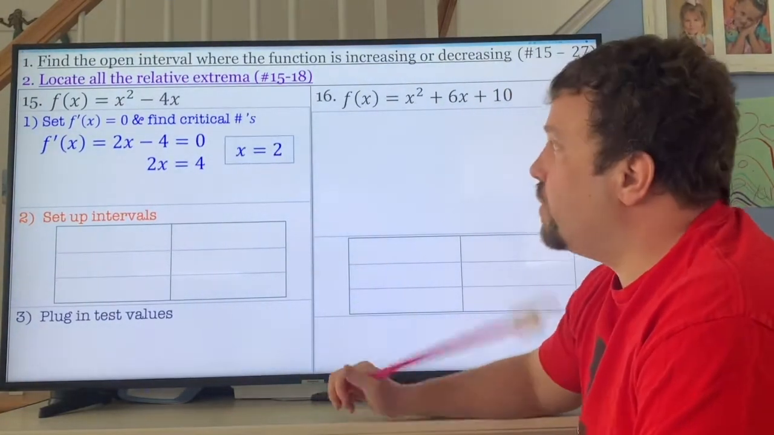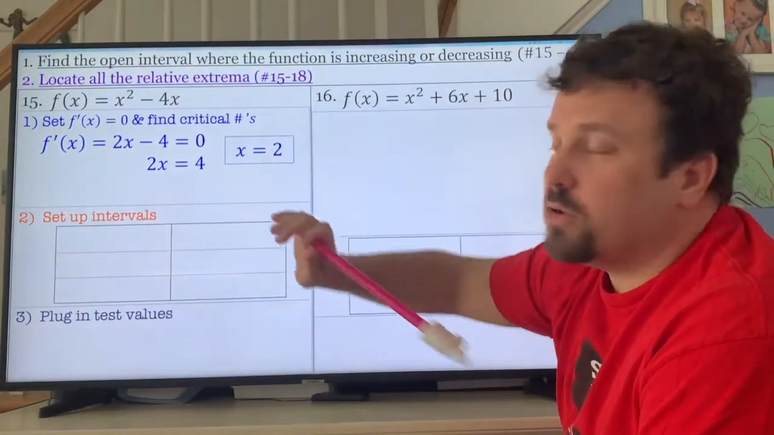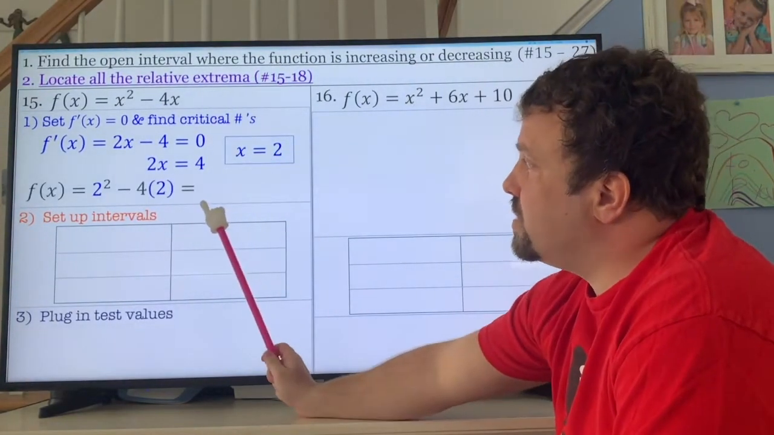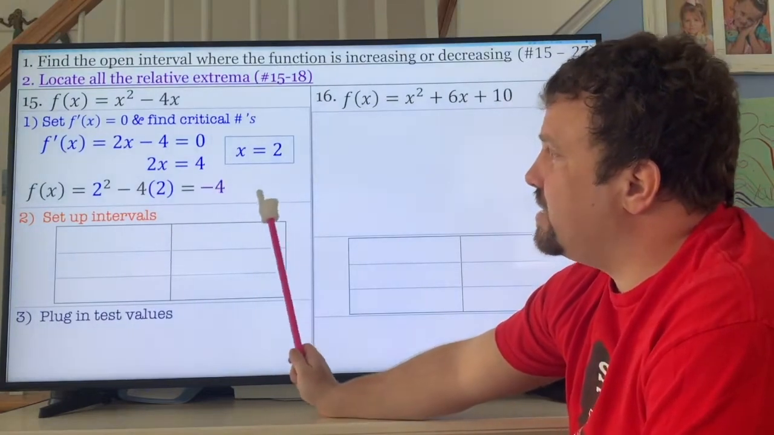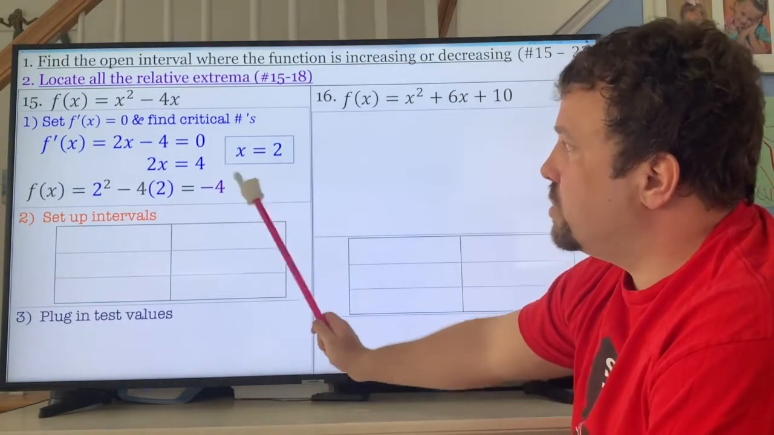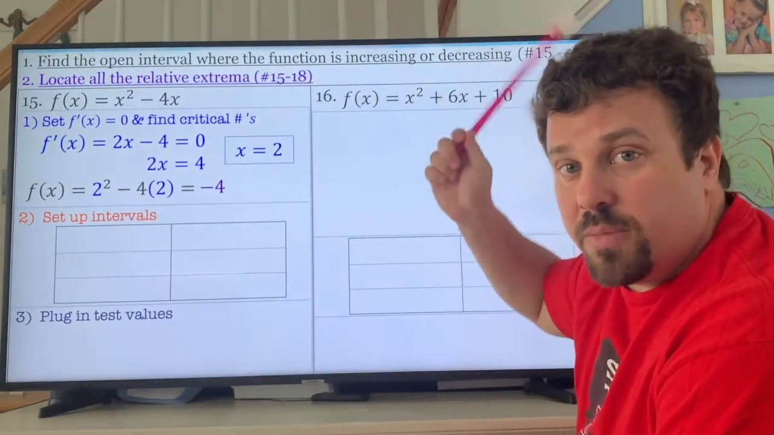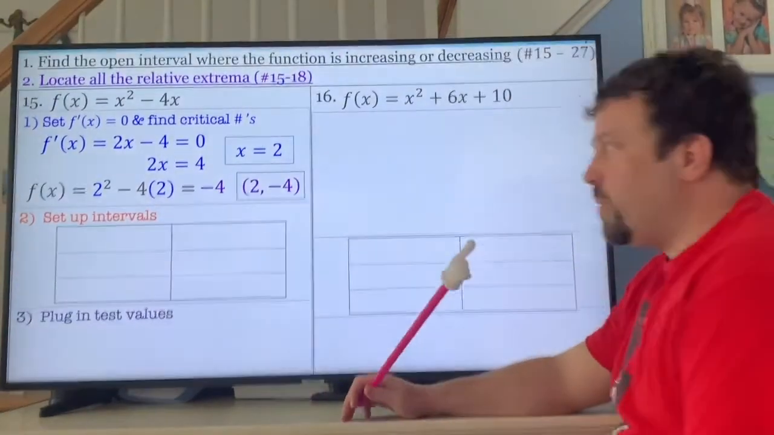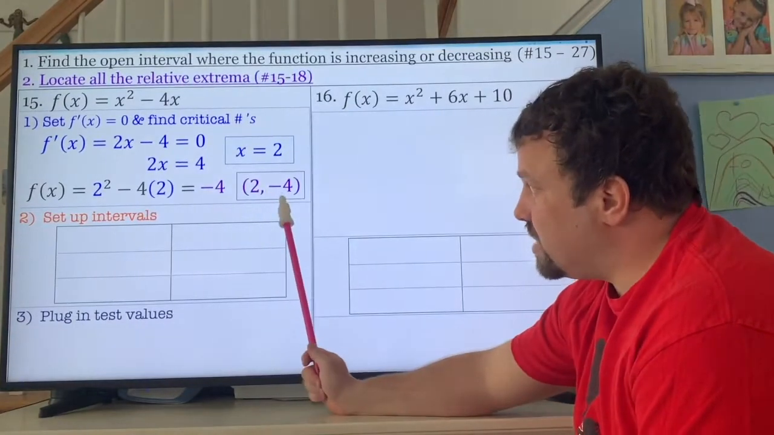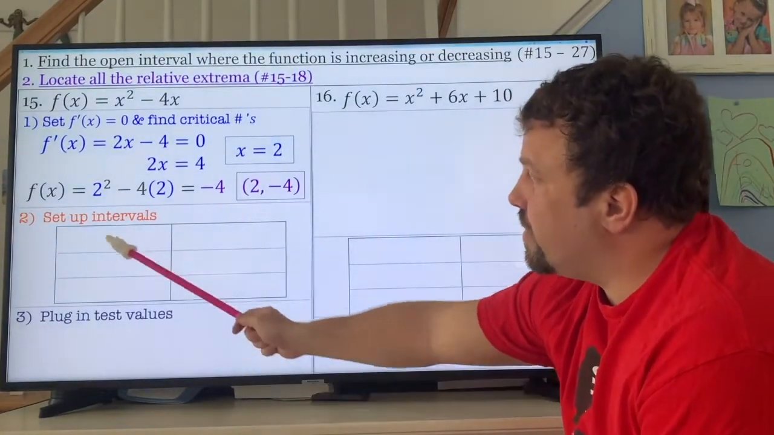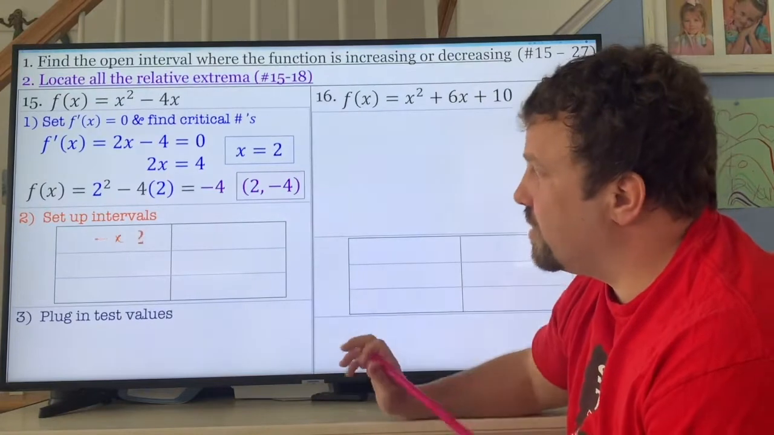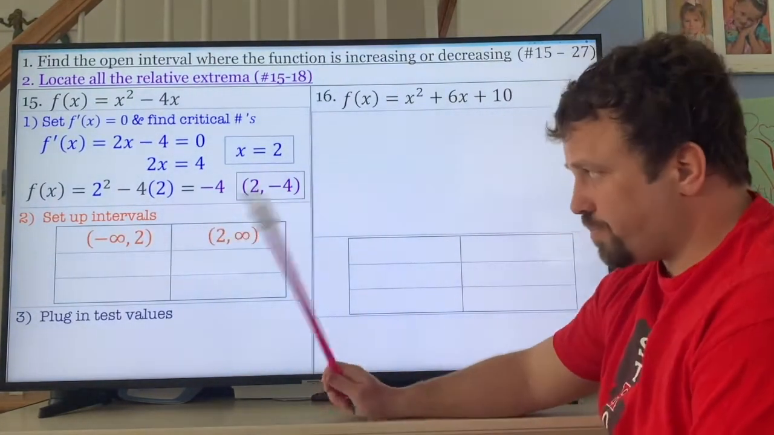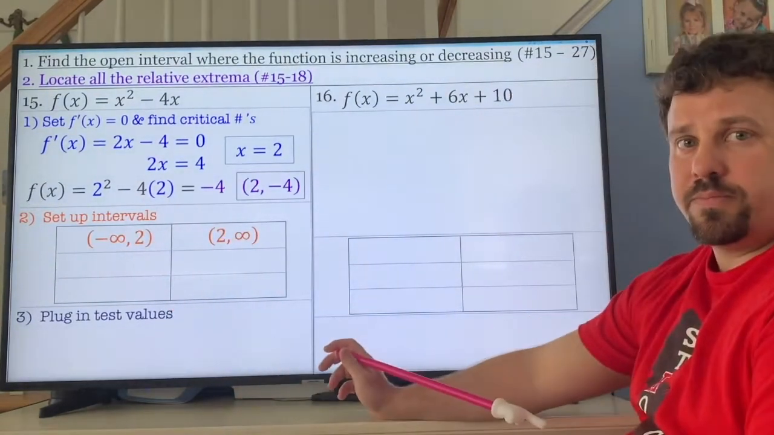Now to find the critical point, you're going to take that 2 and plug it into your original equation, because this is your x value, you need your y value. 2 squared minus 4 times 2, 4 minus 8 is -4. All right? So your actual extrema, your maximum or your minimum point, is (2, -4). Now that we got the actual point, we can find out what it's doing on both sides of this point. So you set up your intervals from negative infinity to your critical number, which is 2, and from 2 to positive infinity.